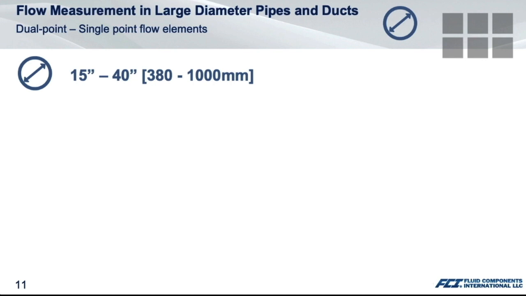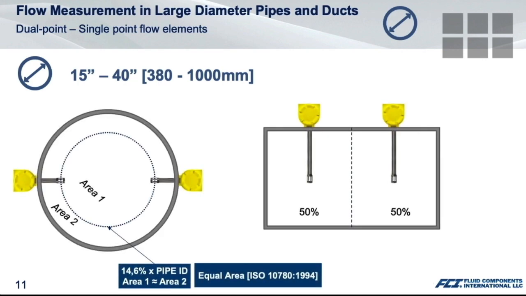In 15-inch to 40-inch pipe diameters, typically we'll use dual single-point flow elements. In a round duct or pipe, you can see where we locate the sensor in an equal area. So we're averaging the cross-sectional area inside that pipe to be able to get a flow profile. Equal area is established by ISO 10780, and actually the area closest to the wall of that pipe is larger than it is in the center line. That's why these sensors are located closer to the wall of the pipe.